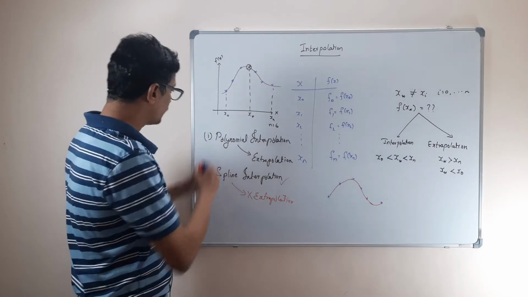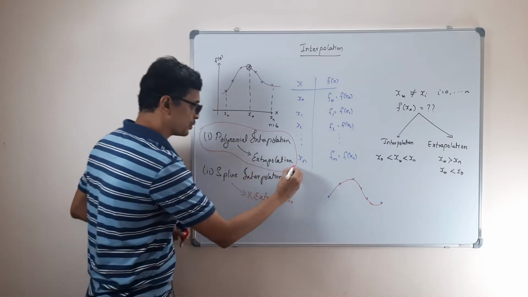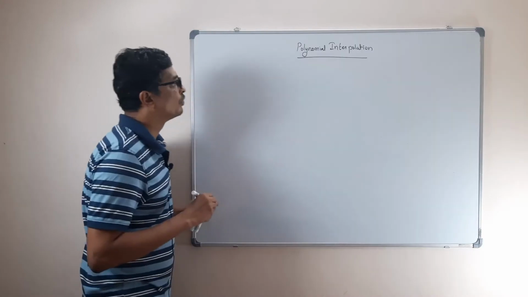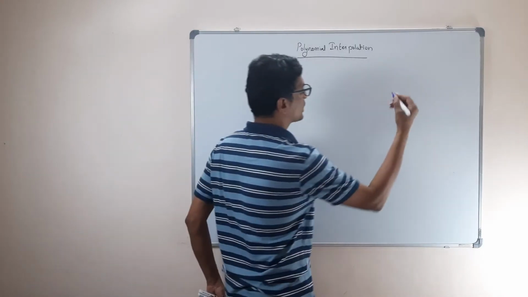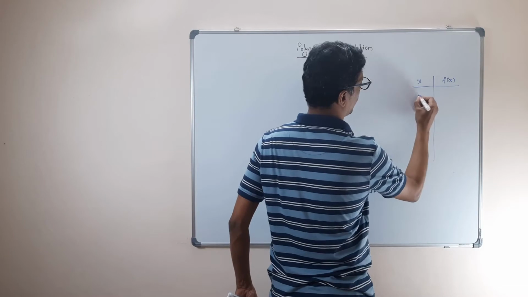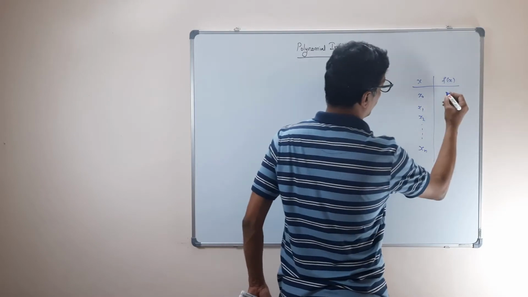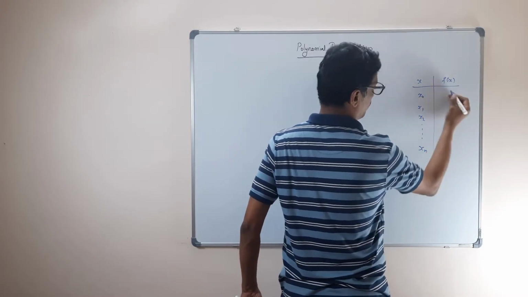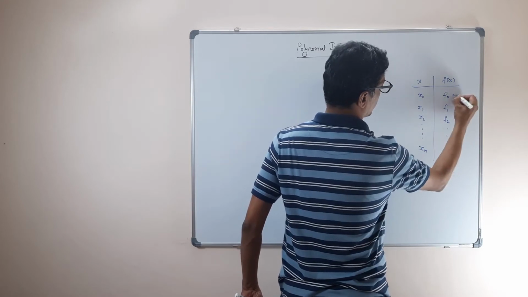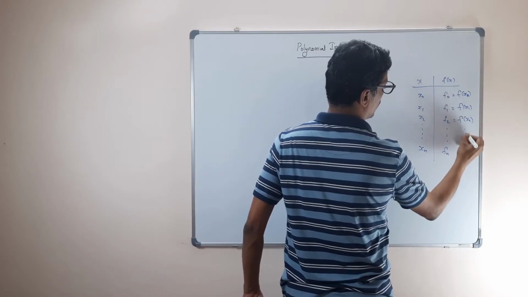So now let us first concentrate on polynomial interpolation or extrapolation, and then we will slowly go next to spline interpolation. So let us start with polynomial interpolation. What we do in polynomial interpolation is we are given a set of data, x and f of x, where the functional form of f of x is not known. We have x0, x1, x2, up to xn, and the function values f0, f1, f2 up to fn, which are nothing but f of x0, f of x1, f of x2 to f of xn.